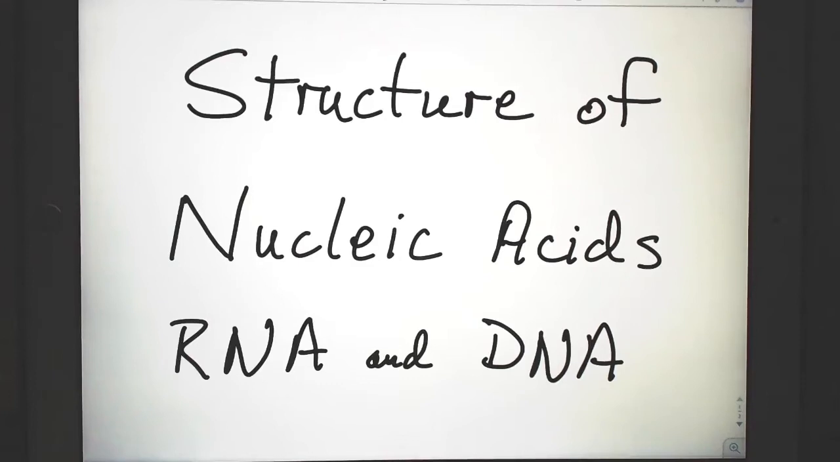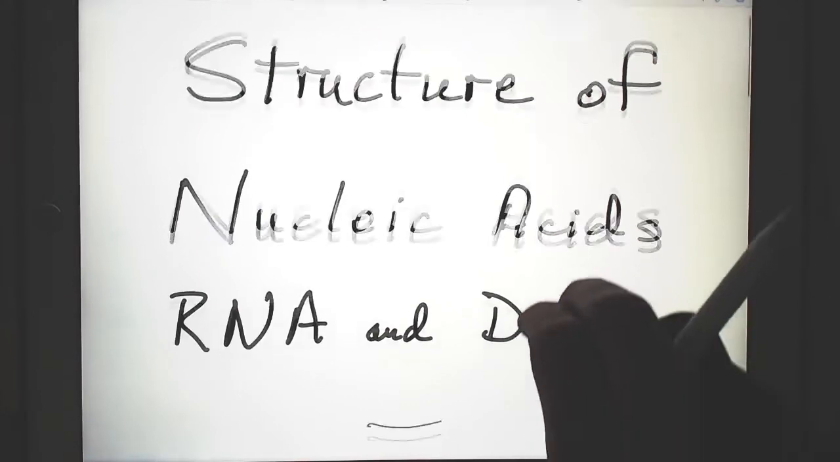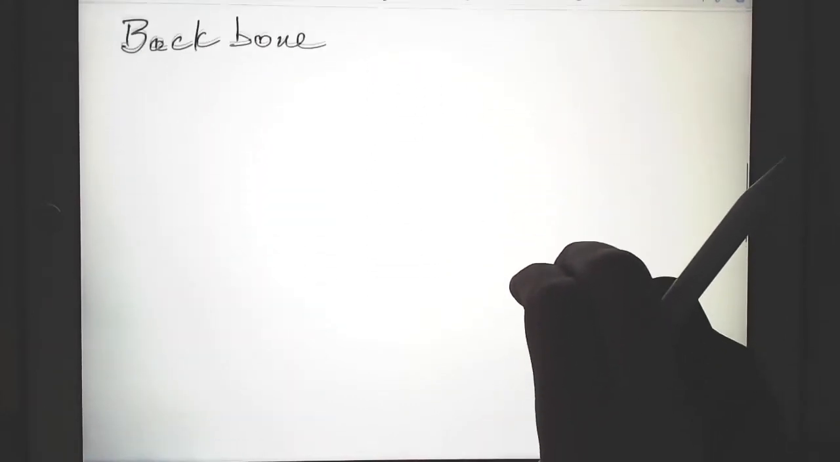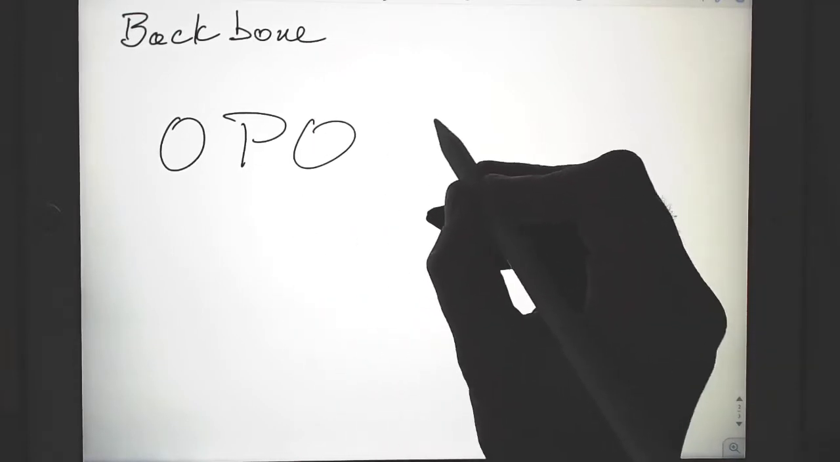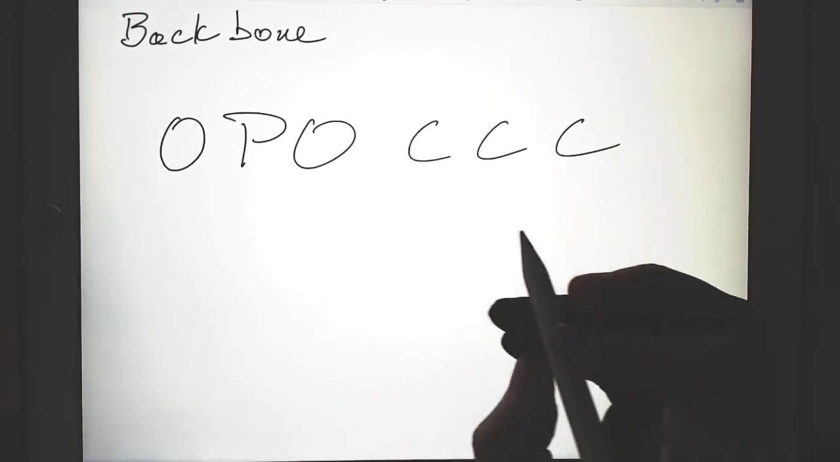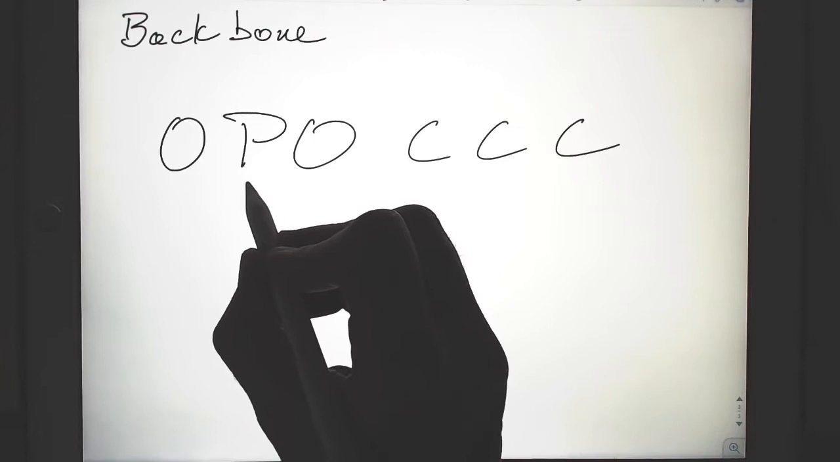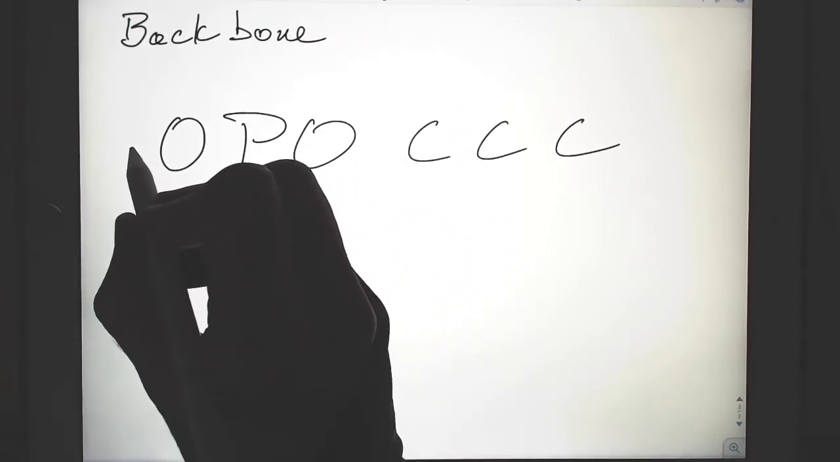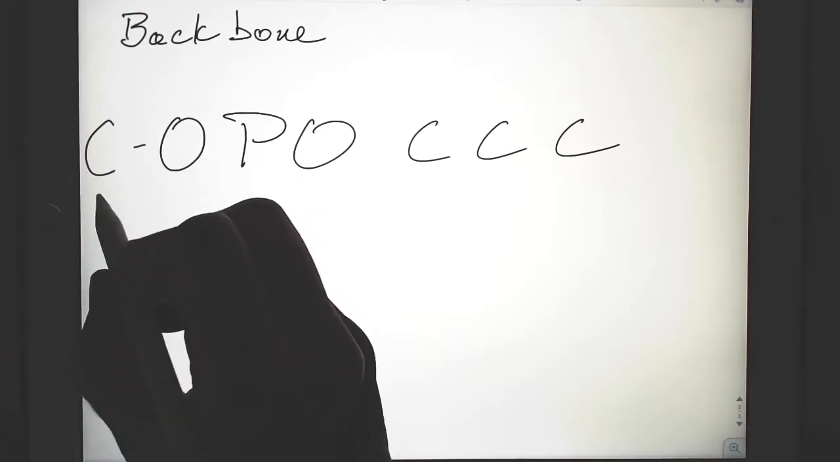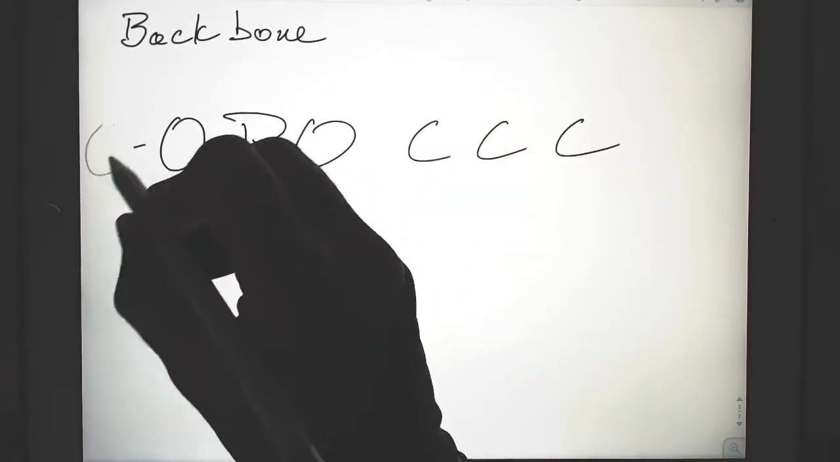What's a helpful way to think about and draw the structure of the nucleic acids, RNA and DNA? We start with a backbone, O, P, O, C, C, C. The OPO is a phosphate. I'm not showing the double bond oxygen, the OH down here. This would ordinarily be an OH, but it would be connected in a long chain to another carbon.